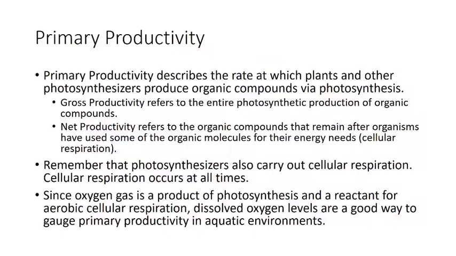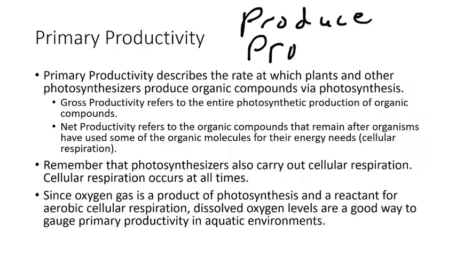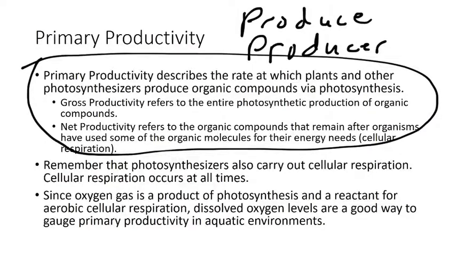So now we want to talk a little bit about primary productivity. Whenever you hear the word productivity, or produce, or producer for that matter, any form of the word produce, you want to think about photosynthesis. Productivity has to do with photosynthesis, the amount of organic molecules built or made during photosynthesis. So as my definition here says, primary productivity is a term that describes the rate at which plants and other photosynthesizers like algae and cyanobacteria produce organic carbon-containing molecules through the process of photosynthesis.